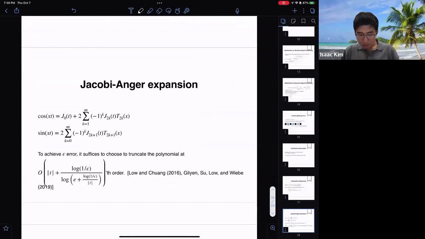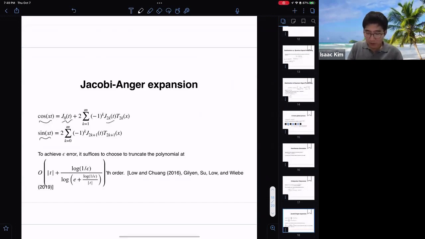And there are these approximation schemes for these functions, such as cosine xt and sine xt, in terms of the Bessel functions. So these are the Bessel functions, and these are just the Chebyshev polynomials.